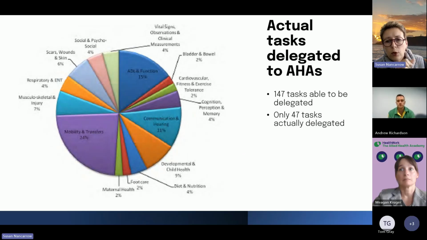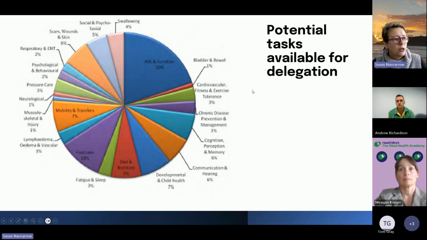This report was not specifically done for allied health assistants, but what they found was that of those 300 or so tasks, nearly half of them were able to be delegated to allied health assistants, but actually only 47 of the tasks were, and that's because they didn't have great supervision or delegation frameworks. So these were the tasks that were actually delegated, and I'll just show you on this slide the potential tasks that were available for delegation.